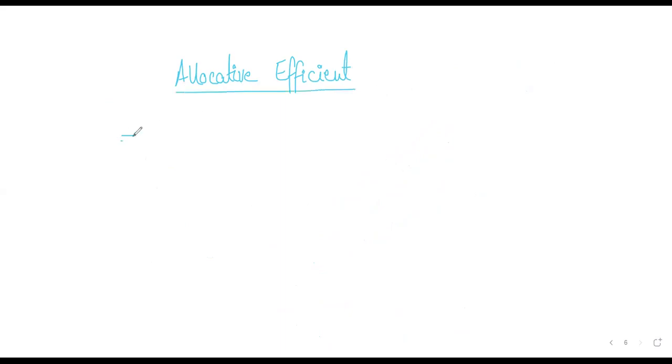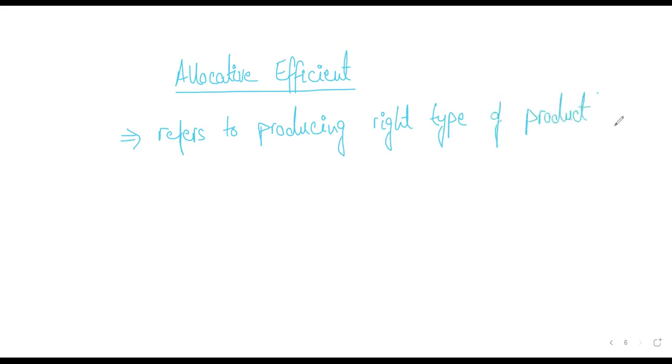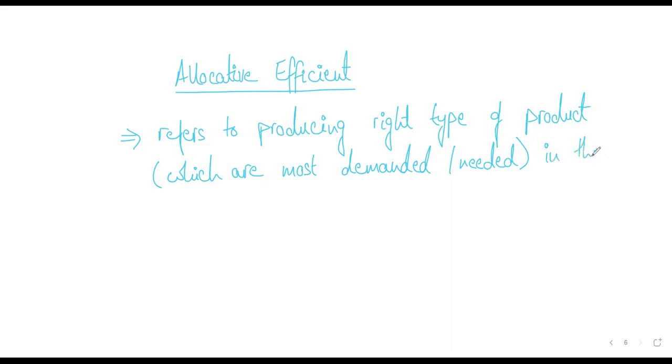Allocative efficiency would be producing the right type of products, which basically means the most demanded goods, or you can also write this in brackets, most demanded/needed, in the right quantities, right? So think about this. Allocative efficiency says that a country should prioritize producing goods that are most wanted and producing those products in the right quantities, right? Which is the optimum level of production, nothing overproduced, nothing underproduced, right?